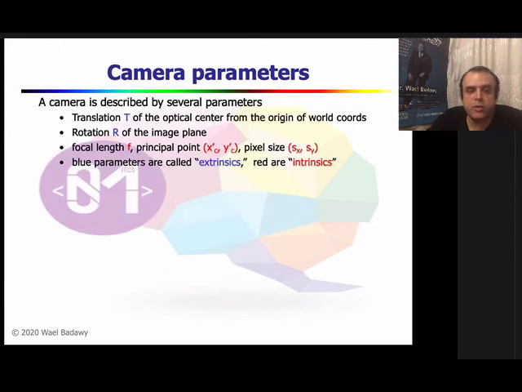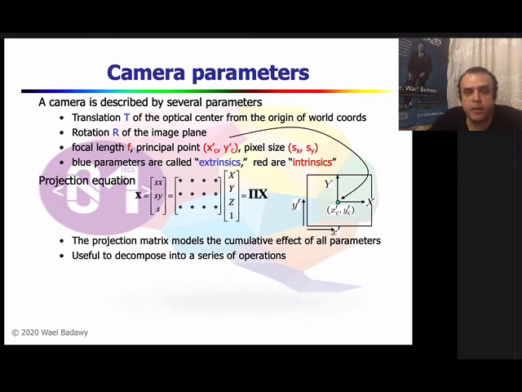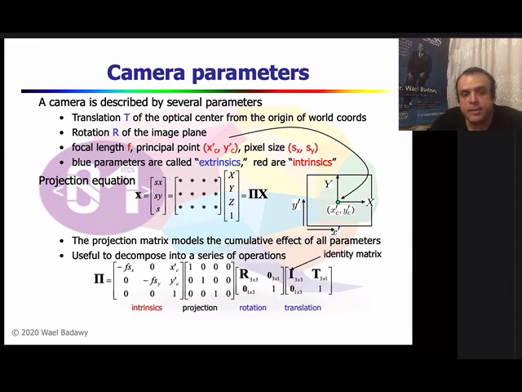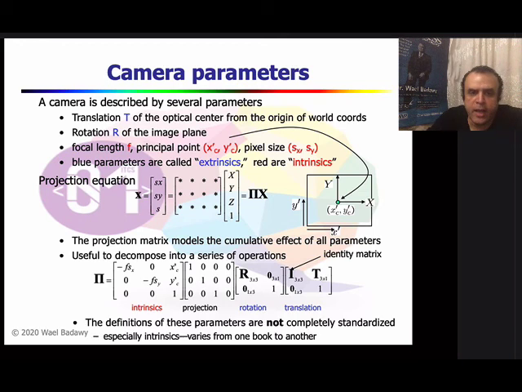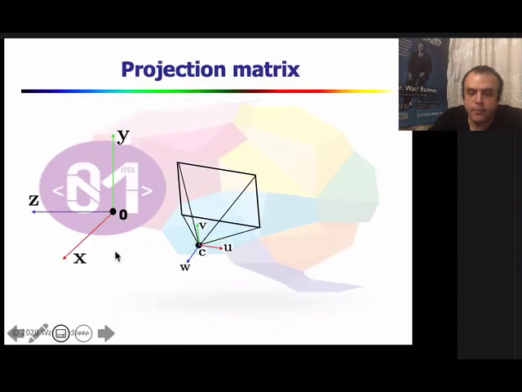So the camera can be described by several parameters, like the translation T, which is the optical center of the origin. You can have the rotation of the image plane. You can have the focal length. You can have some intrinsic and extrinsic parameters of the camera. In essence, you will have a projection equation, like we spoke about different projections, like perspective and affine models. We also use some decomposition matrices. So in essence, you will have the 3D world, and then you will have a set of matrices.